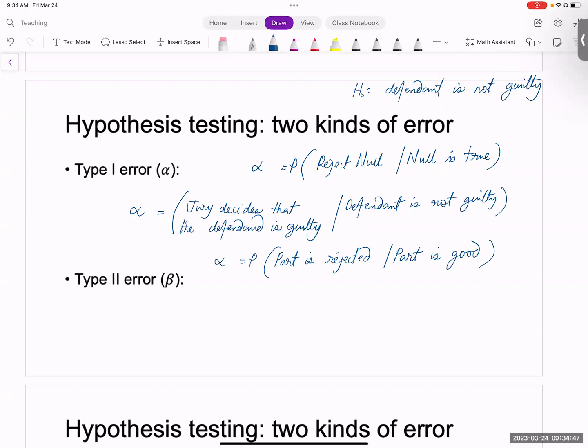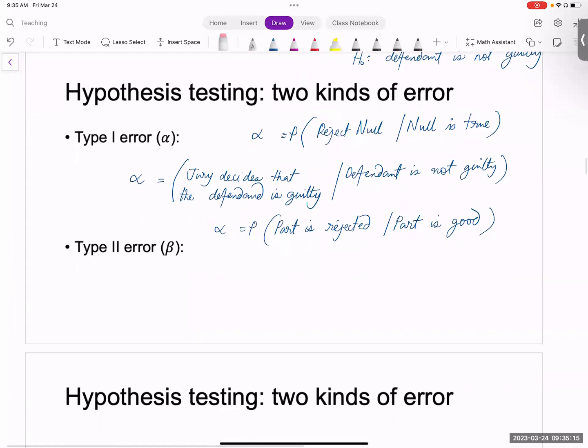So in some ways, this is also known as false positive rate, because even though the part is good, we are saying that the part is bad, or we are rejecting the part. It's leading to a false positive. I'll come to false positives and false negatives a little bit later, but right now, let's just try to understand type 1 and type 2 errors.